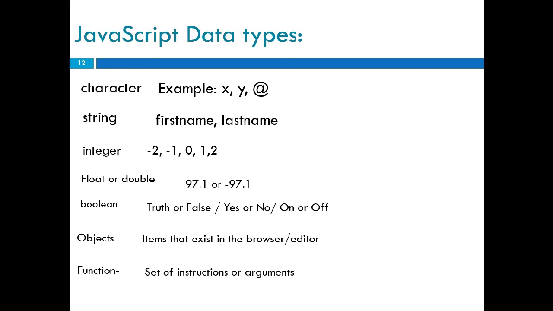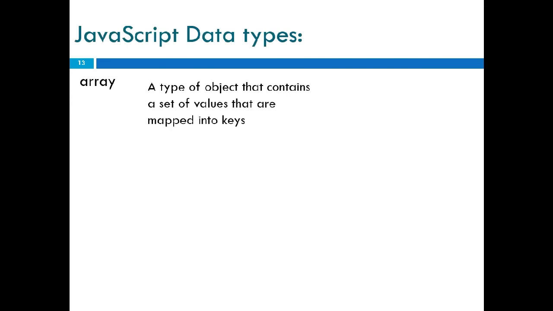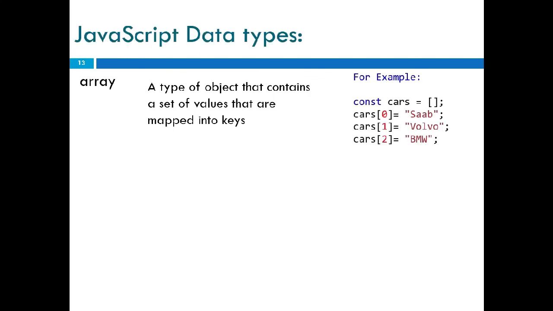Next one is a function. It refers to a set of instructions or arguments. Next is array. An array is a type of object that contains a set of values that are mapped into keys. So we have an example here, variable cars with different types of cars. So we put index numbers here, car 0, 1, and 2.